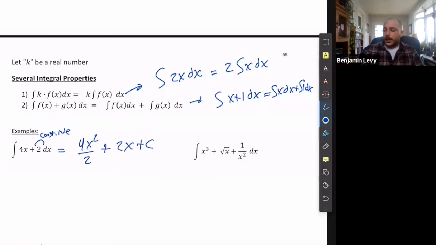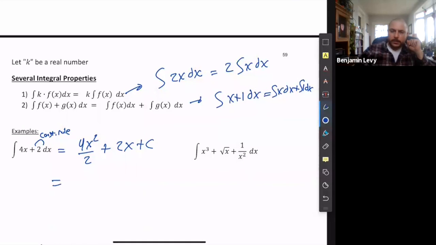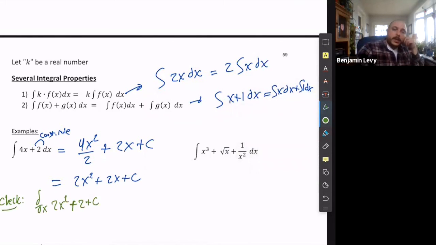Now, the nice thing about these, and I guess maybe we should simplify it, 4 is divisible by 2. The nice thing about these antiderivatives is we can always check our work, because we know how to take derivatives. And so we can always check to see if we got the right answer by just differentiating this thing. I would never ask you to do that in a test or anything, but it's a good mental check.